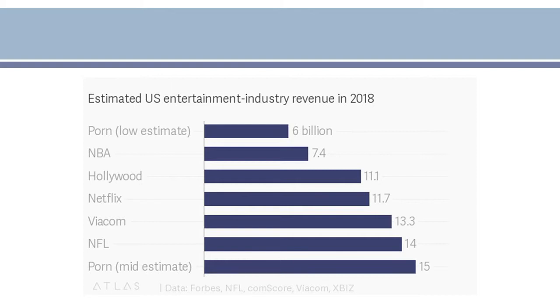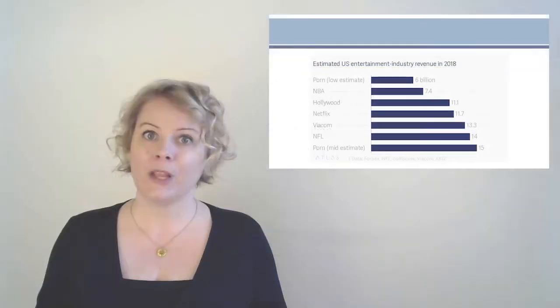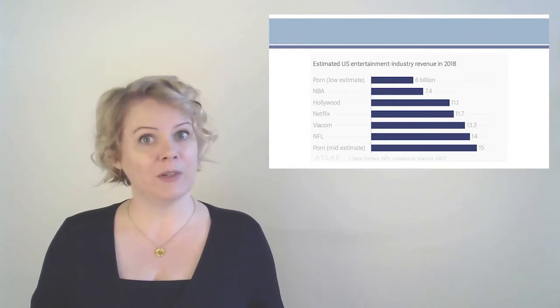By comparison, you'll notice that some of these other industries make a lot of money. The NFL made $14 billion, Netflix made about $12 billion. But if you estimate on the high end of pornography, it is by far the biggest entertainment money-making industry in America. So what are people spending all that time looking at, you ask?